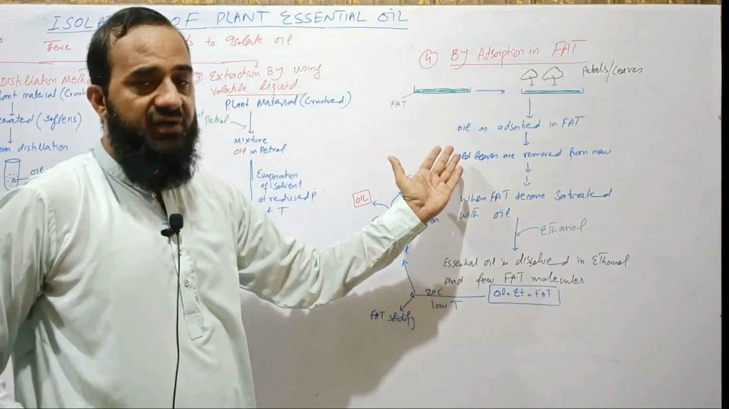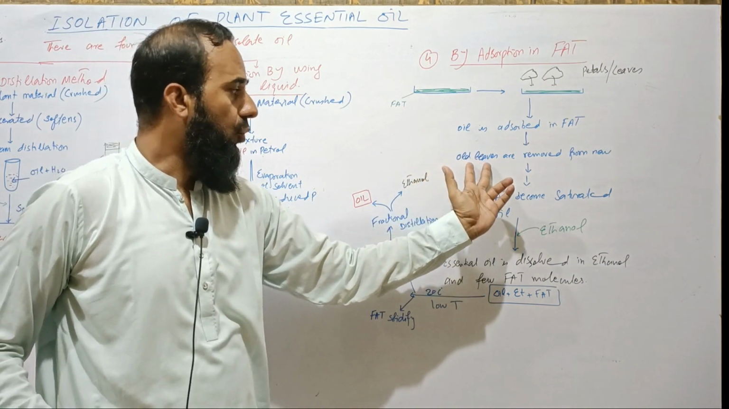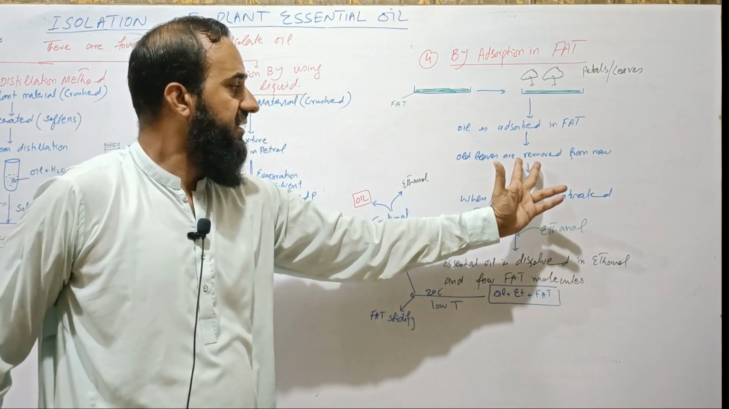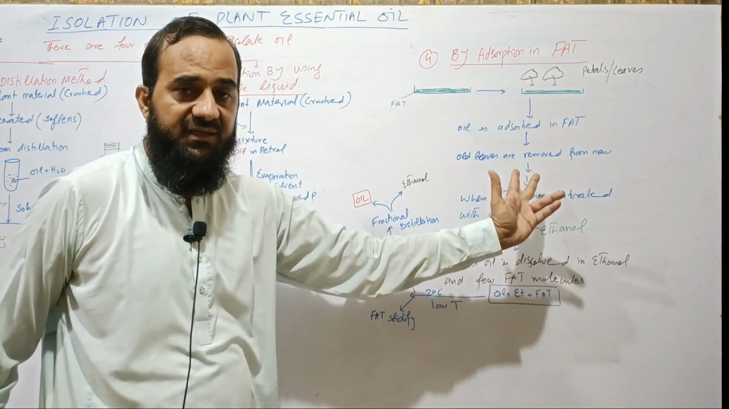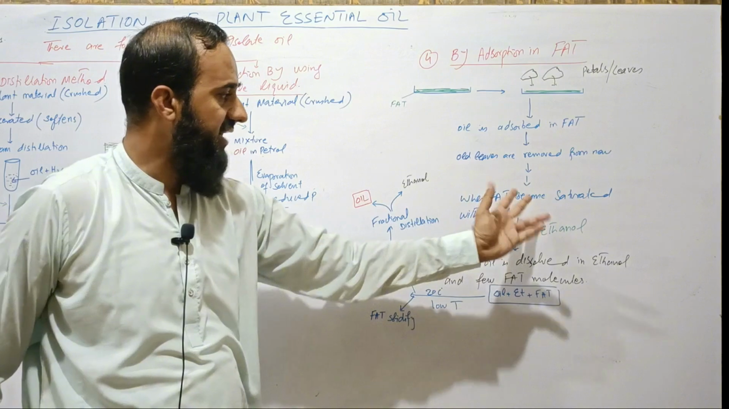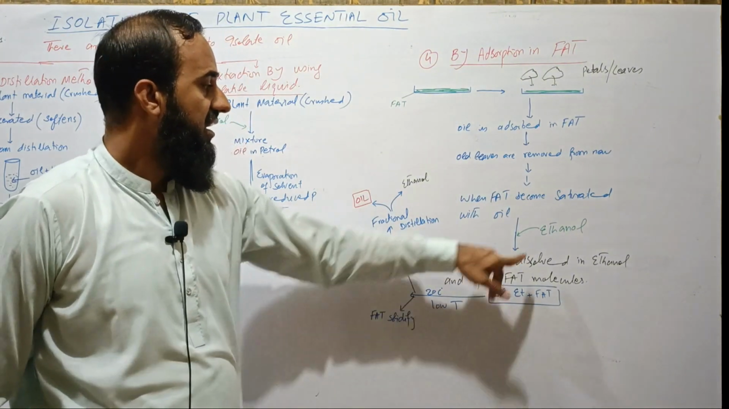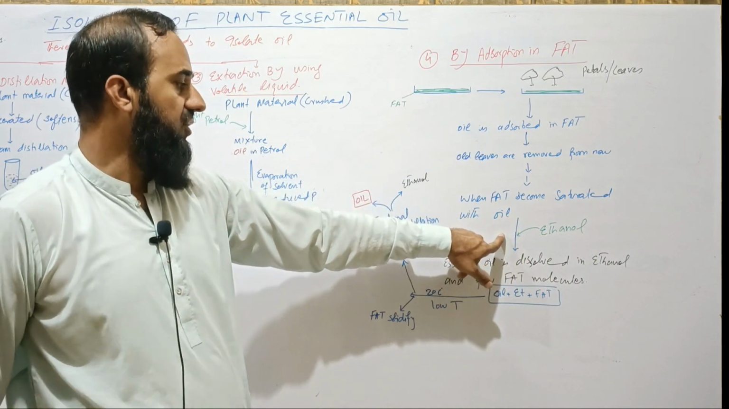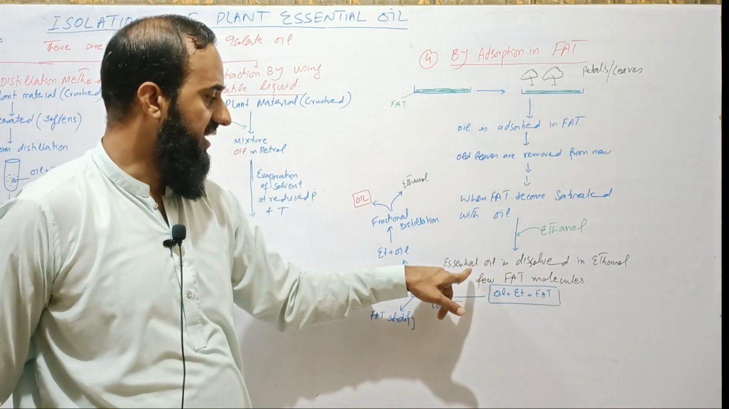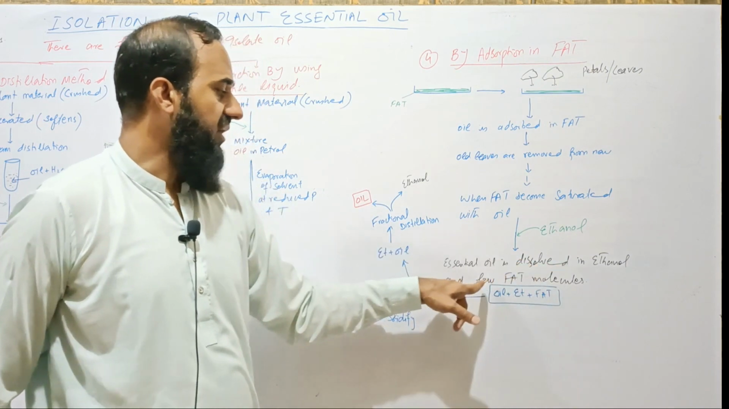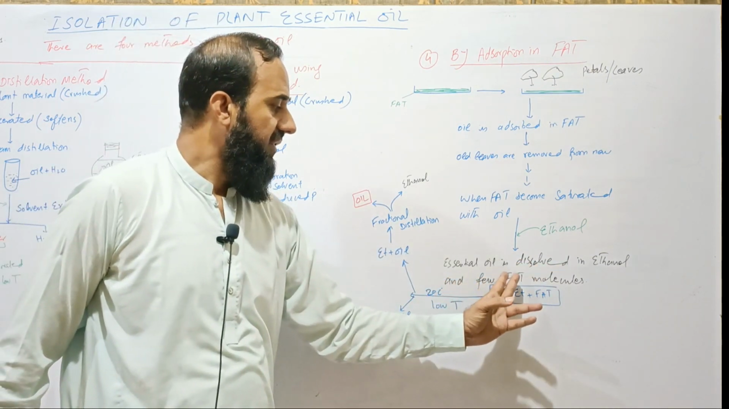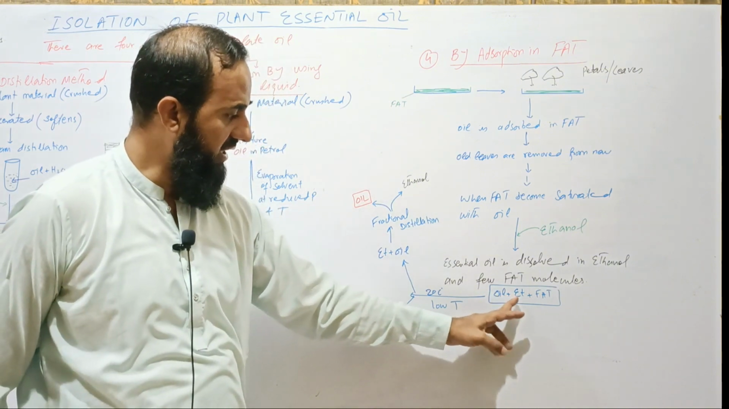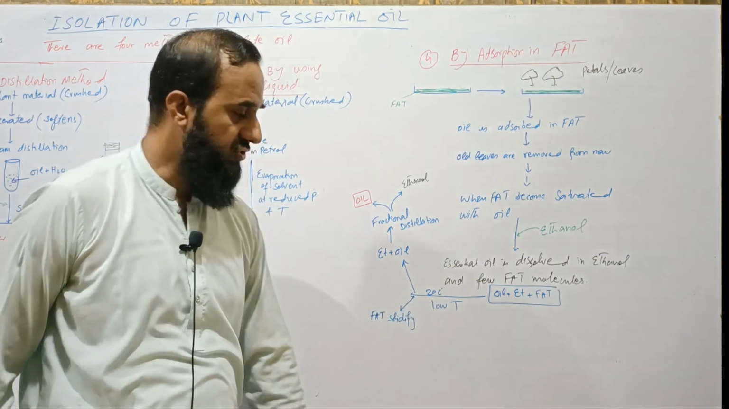So after 1 or 2 days, we replace the old leaves with fresh ones and repeat this process for several days. When the fat becomes saturated with oil, we mix it with ethanol. So ethanol solubilizes the essential oils, and a few of the fat molecules also become solubilized in the ethanol. So we get a mixture of oil, ethanol, and a few molecules of fats.